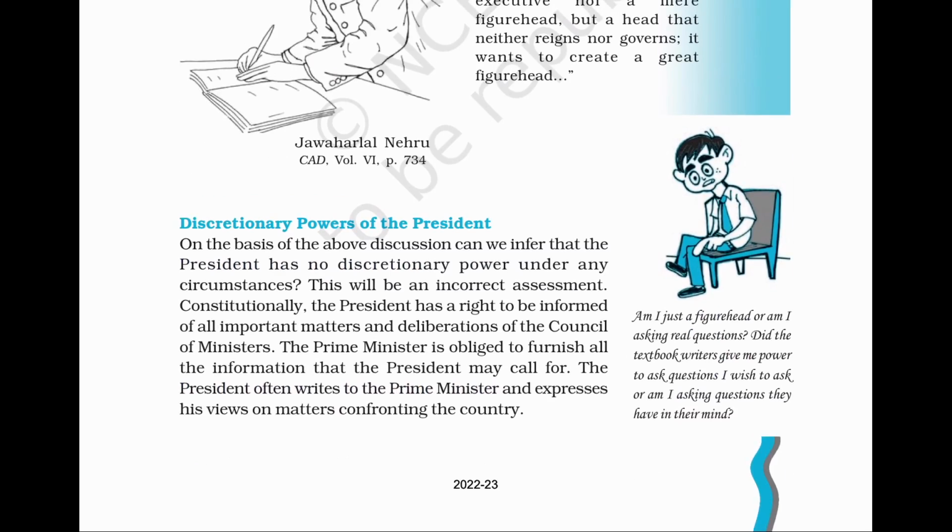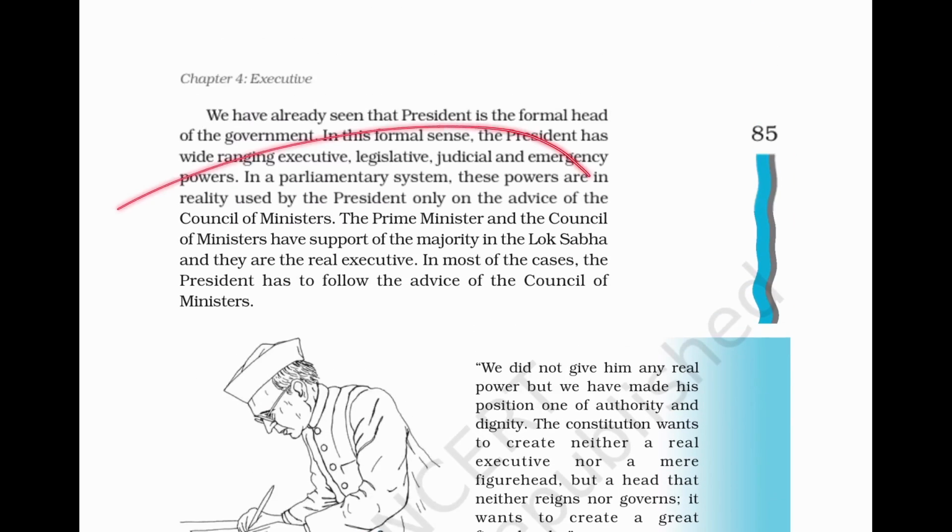If you talk about some of the discretionary powers, here we have written that they are exercised only on the advice of the council of ministers. Does that mean that president can never exercise any discretionary power, or discretionary matlab based on his or her own will and not on the basis of advice of the ministers? So no, we do call it a nominal head, but ऐसा भी नहीं है कि हम बिल्कुल ही power नहीं देंगे.